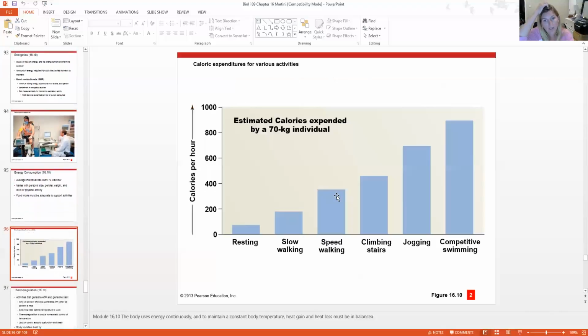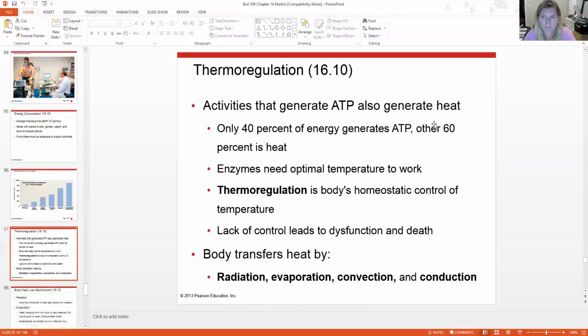So the estimated calories expended by a 70 kilogram, or what is that, like a 170 pound person. Speed walking for an hour, you're going to burn about 400 or so calories. Competitive swimming, you're going to burn an awful lot of calories. That's something we probably know, right? You exercise, you burn calories.